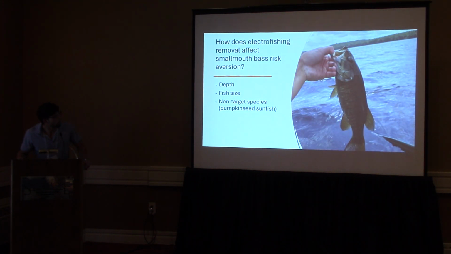So then this leads us into our main question for the study. How does electrofish removal impact smallmouth bass risk aversion behavior? And to look at this, we mainly focused on flight initiation distance, and we also took into account a few other covariates like depth of fish, fish length, and we also looked at flight initiation distance for pumpkinseed sunfish to account for any differences across non-target and target species.